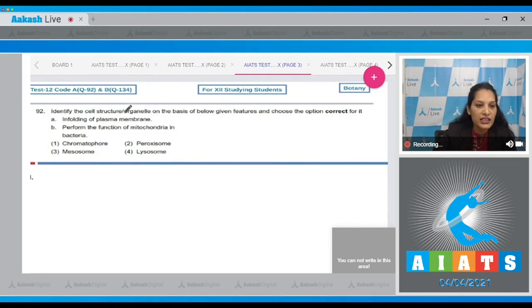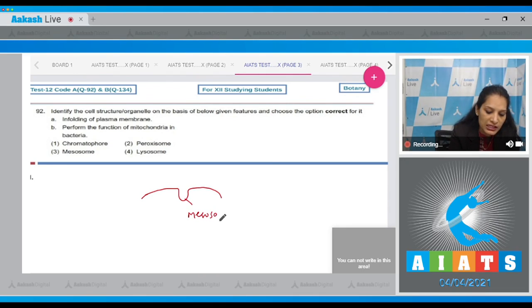Question number 92. Identify the cell structure organelle on the basis of below given features and choose the option correct for it. A, infolding of the plasma membrane, B, performs the function of mitochondria in bacteria. Here it is given that this structure is the infolding of the plasma membrane and helps in respiration because it performs the function of the mitochondria in bacteria. So this structure must be the mesosome because mesosome is analogous to mitochondria in case of bacteria. So the correct option for the given question is option number 3.